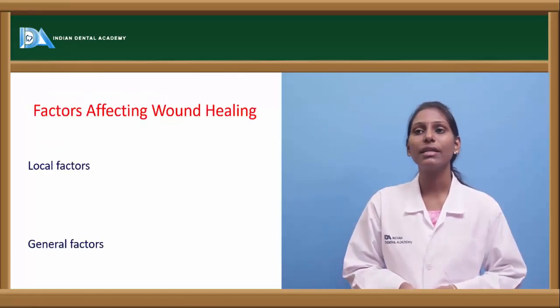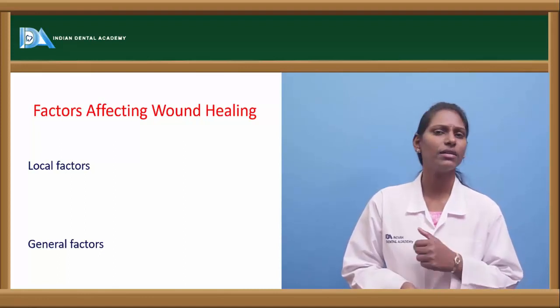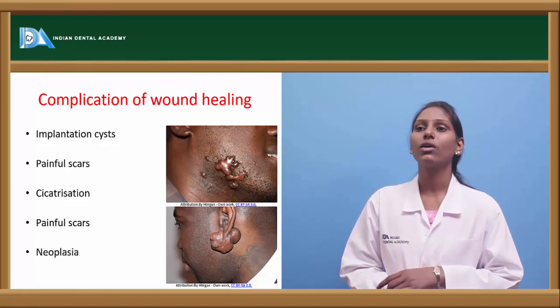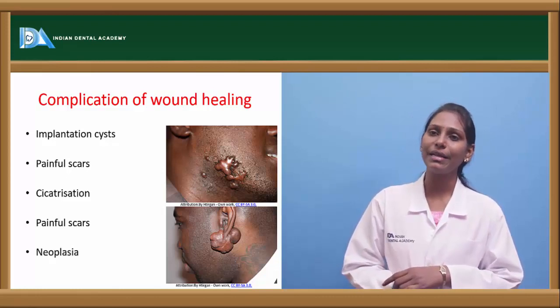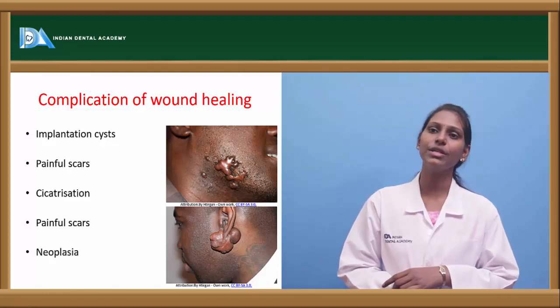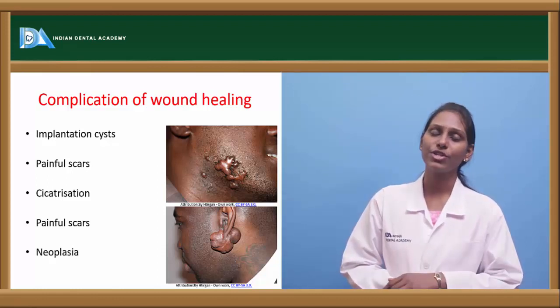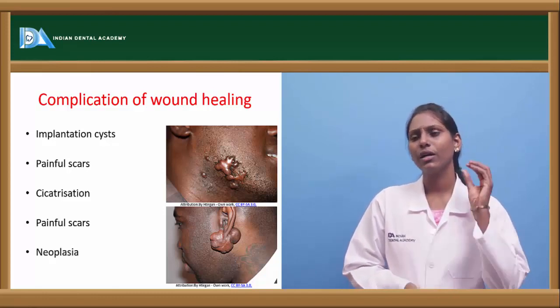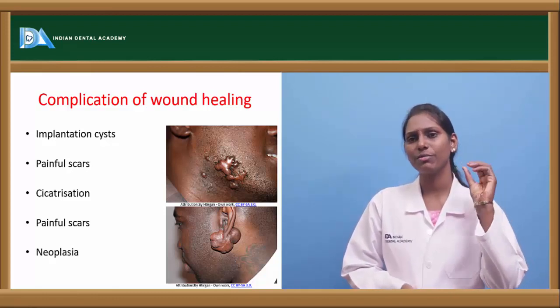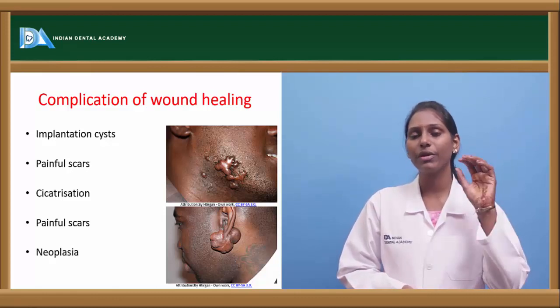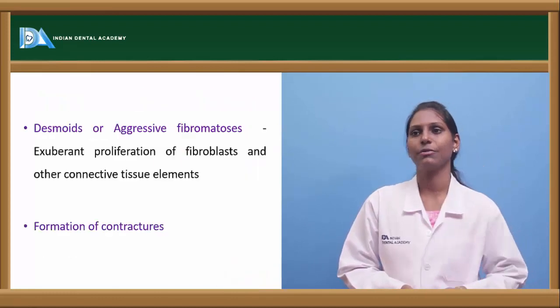What are the factors that affect wound healing? There are two types, as we all know: local factors and general factors. Complications of wounds include implantation cyst, painful scars, cicatrization and keloid formation. In this picture we can see keloid formation. There is excessive scar formation, with more collagen formation, and the tissue is popping up from the surface of the skin.